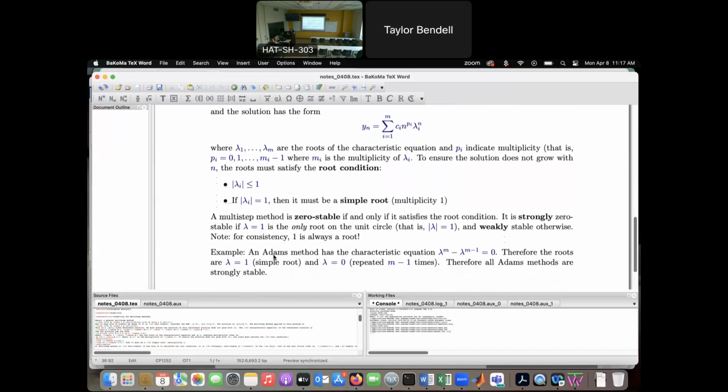It's one example about the root condition. So Adams methods, they all have the same alpha. It's always y_{n+1} equals y_n plus other stuff. So if you have an m-step Adams method, this is the characteristic equation: lambda^m minus lambda^(m-1) equals 0. So that is very easy to obtain the roots from. So you always get 1 as a simple root, and then all other roots are 0, and those are repeated. So not only do all of the Adams methods satisfy the root condition and therefore are stable, they're also strongly zero stable.